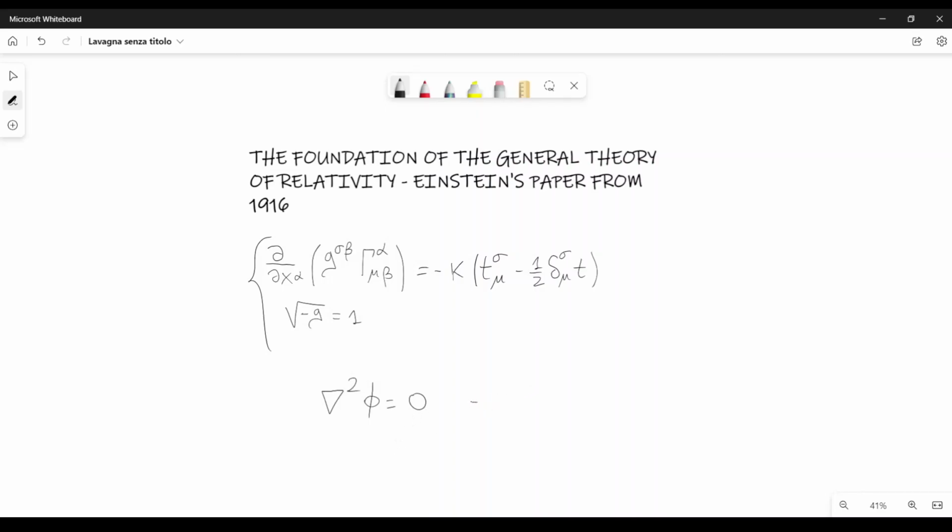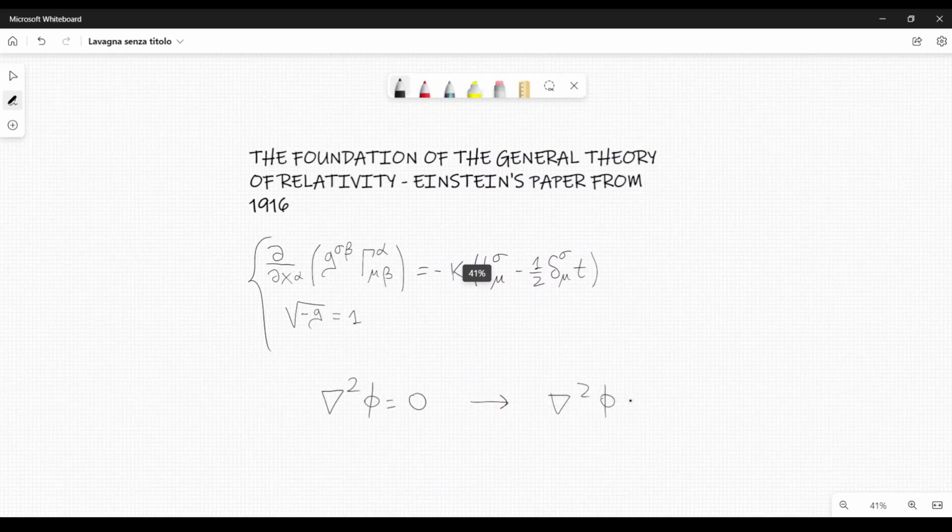presence of matter, this equation is written like this: del squared phi equal to 4 pi k times rho. Rho is the density of matter, whereas k is the constant that we usually call g in physics, the gravitational constant. Einstein calls it k.